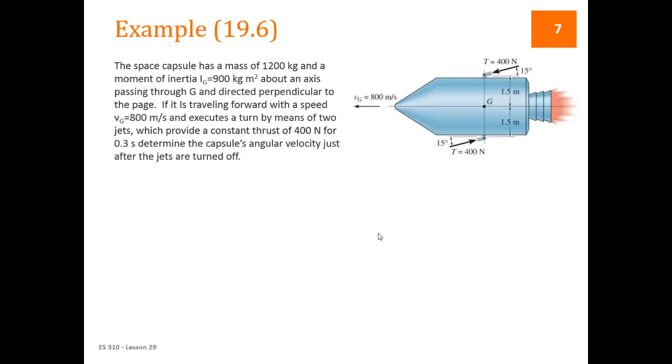So as an initial example, we'll take a look at this space capsule. It is moving along the x-axis at a speed of 800 meters per second. It has a mass of 1200 kilograms and a moment of inertia around its center of gravity of 900 kilogram meter squared. At a given point, it turns on a thrust from two little thrusters on the two sides, and that's going to cause it to change direction.